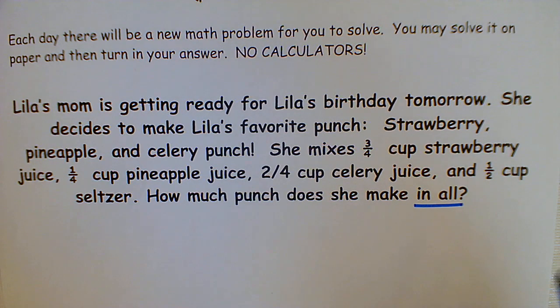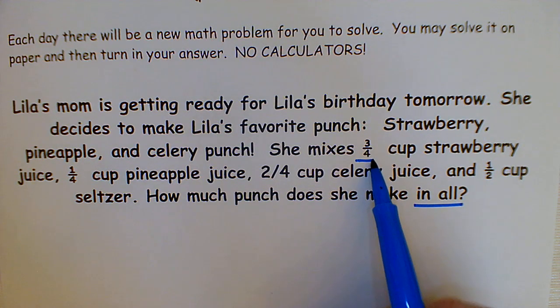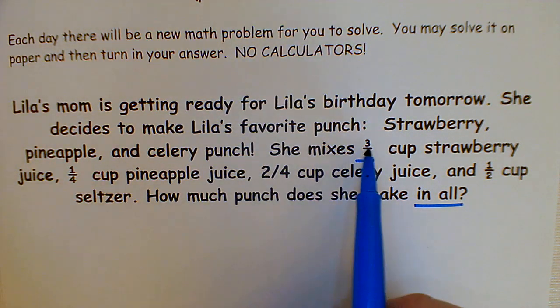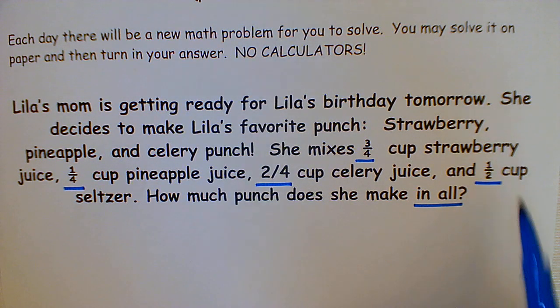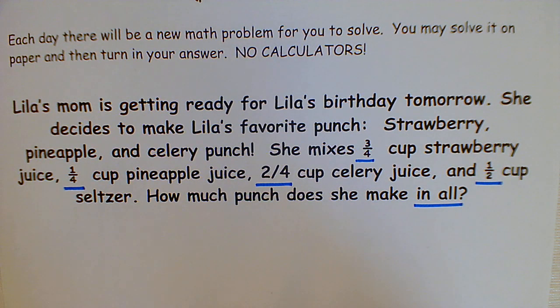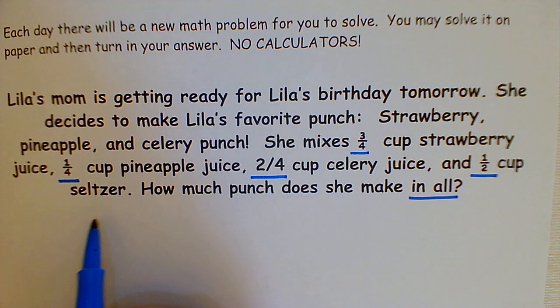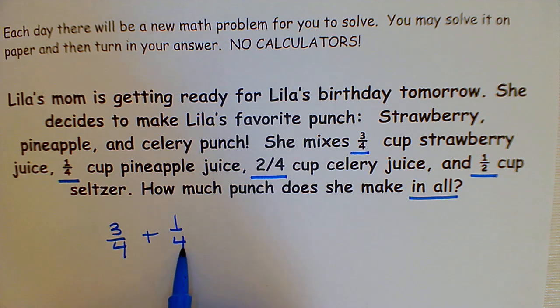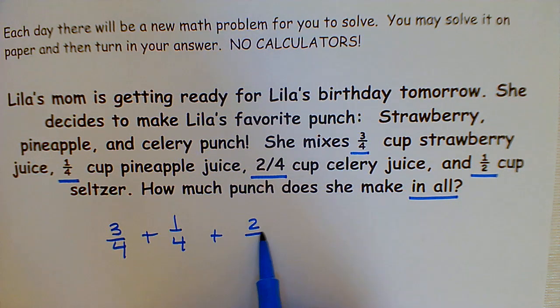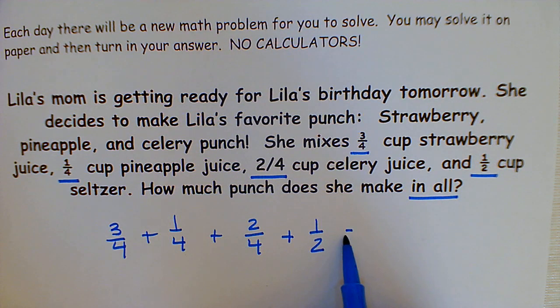So we're trying to figure out the total. And here we can see that she has 3/4 cup, 1/4 cup, 2/4 cup, and 1/2 cup. So if I'm looking for the total, I'm going to be adding all of these cups together. So let me go ahead and just jot that down for us. So we have 3/4, the next one is 1/4, the next one is 2/4, and the next one is 1/2.